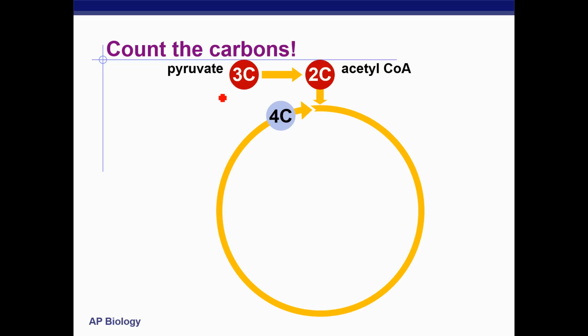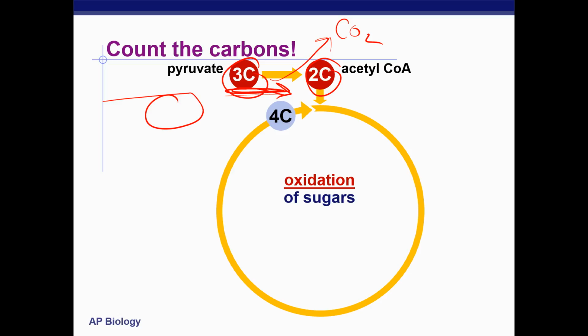So here's what we just talked about. Right, this is the preparatory stage. That's that little spur component to the circle that I was talking about. So there's pyruvate, there's acetyl-CoA. What is guaranteed to be released here? That's right, CO2, and you'll see that pop up here in a second. So oxidation of sugar is the big thing with the Krebs cycle. Remember, oxidation is a loss of electrons.